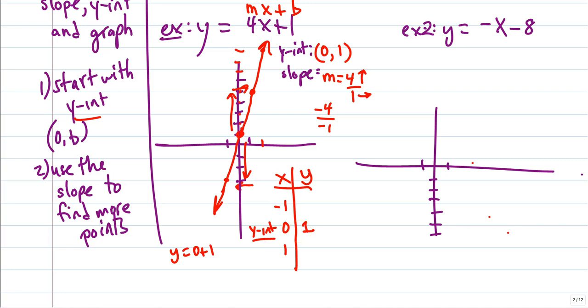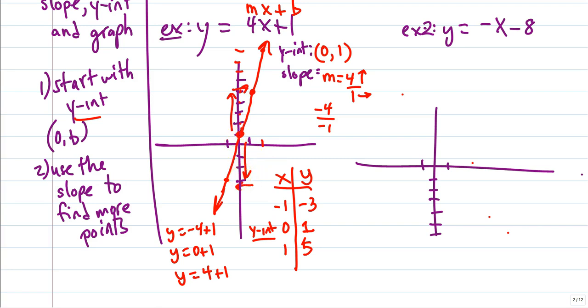But notice what happens when I plug in a 1. 4 times 1 is 4. 4 plus 1, y equals 5. If I plug in a -1, 4 times -1, -4 plus 1 is -3. All of these points right here are currently on my graph. (0, 1), (1, 5), (-1, -3).